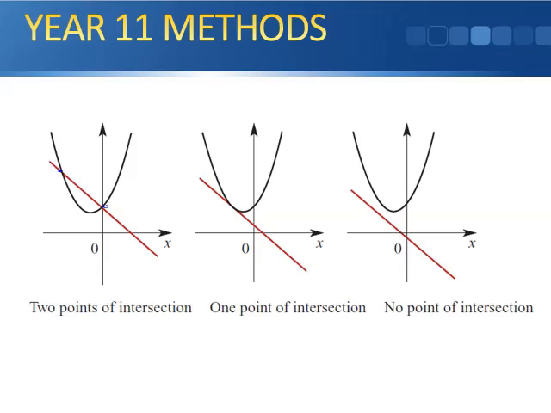It could touch as a tangent, so have 1 point of intersection when it touches as a tangent, or there's no point of intersection at all. That means that it doesn't touch at all.